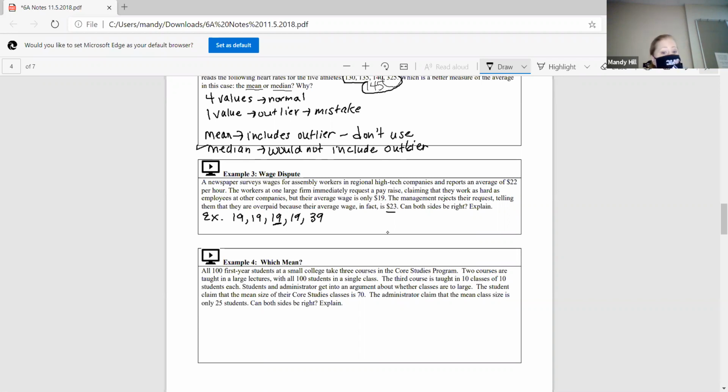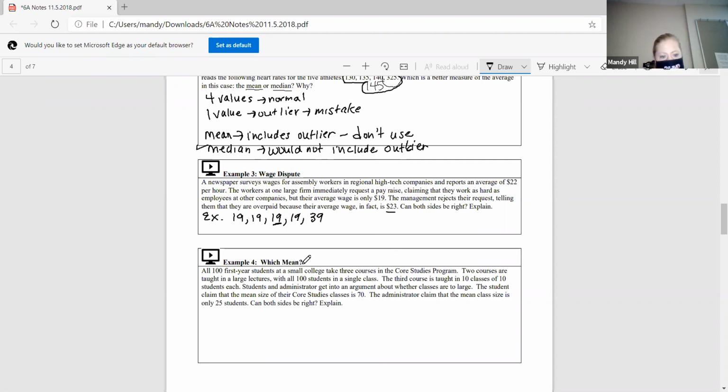I would argue that you can't include the $39 an hour person in our calculation, right? Because they obviously are some kind of management or something. They're making double what we make. So no, I'm not going for that. Okay, so our average is really 19. This other company's is 22. We need a raise. So it just depends on how you look at it.